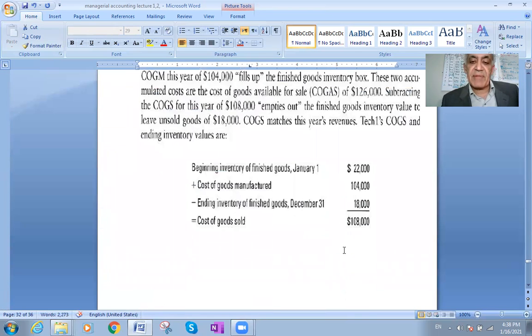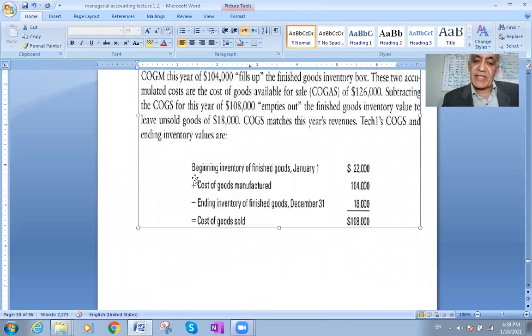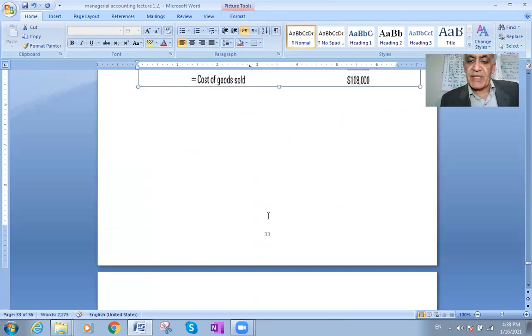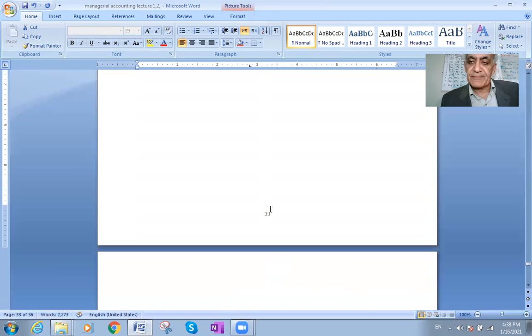Here is another example for the cost of goods sold. Look at the same idea. Beginning inventory, plus cost of goods manufactured during the period, minus ending inventory. So this is the same idea for the cost of goods sold: beginning plus during minus ending. Thus, it will give me the cost of goods sold.